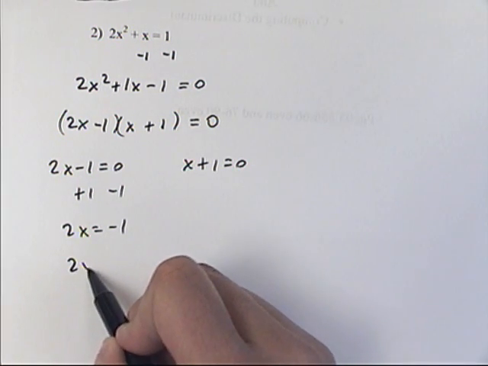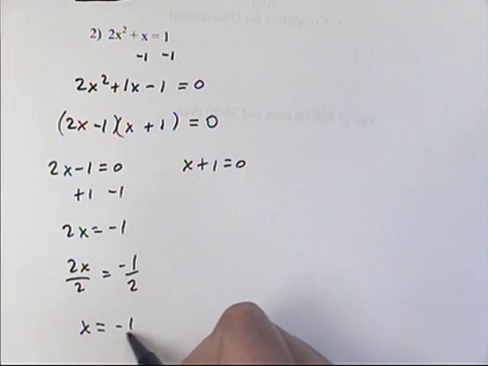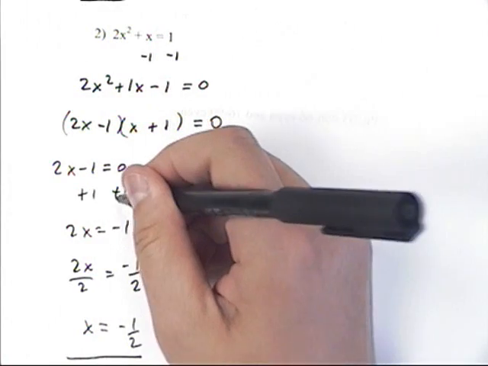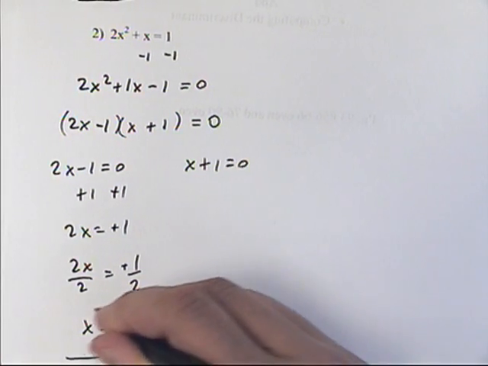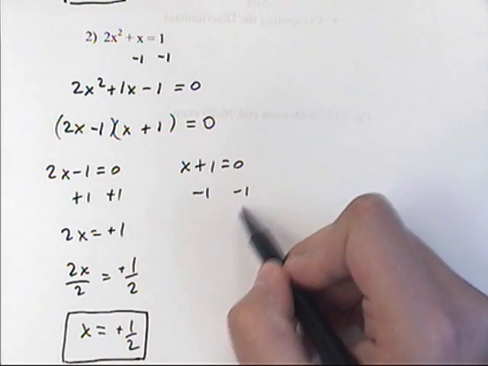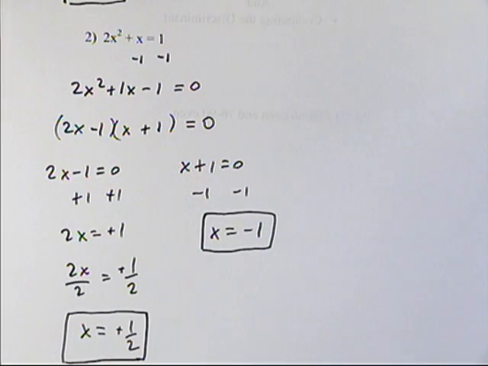Don't forget that when you get a fraction, keep it in fractional form. Do not convert it to a decimal. So my answer here is, whoops, I forgot to add. There we go. Positive 1/2. Copy error, my bad. And then the other one would be negative 1. So positive 1/2, not 0.5.